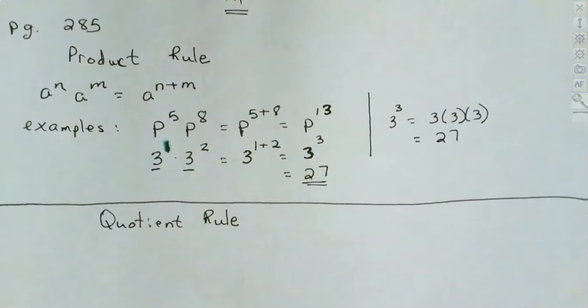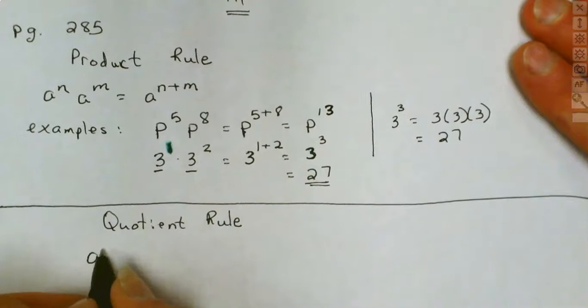Now, for the quotient rule, what do we know about multiplication and division? Well, multiplication and division are opposites, right? Okay. What about addition and subtraction? Those are opposites as well. So if we think about the product rule, when we multiplied, the exponents added. So the opposite of multiplication is division. And what's the opposite of addition? Subtraction. So for the quotient rule, what we do is we subtract.